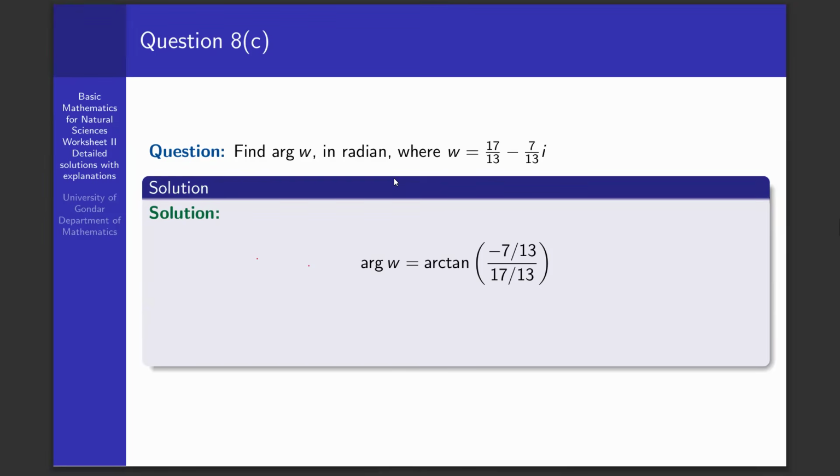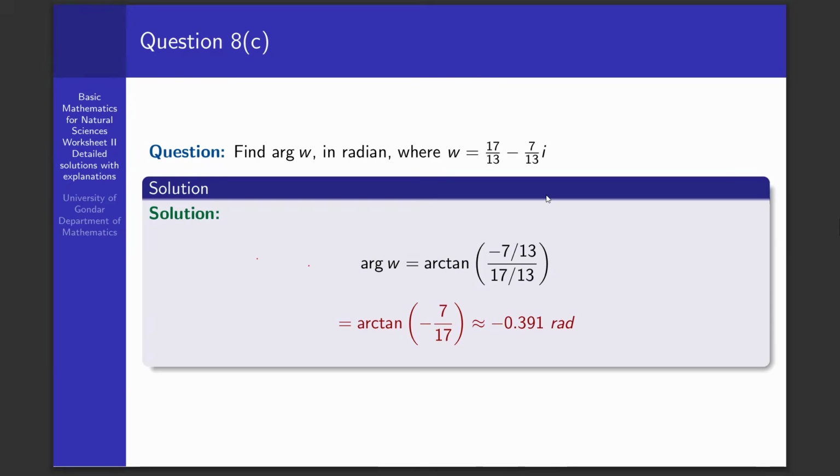Therefore, this is an angle, and it is arctan, or simply tan inverse, of the imaginary part of the complex number divided by the real part of the complex number, that is minus 7 over 13 over 17 over 13. So this is tan inverse or arctan of negative 7 over 17, which can be approximated to negative 0.391 rad.